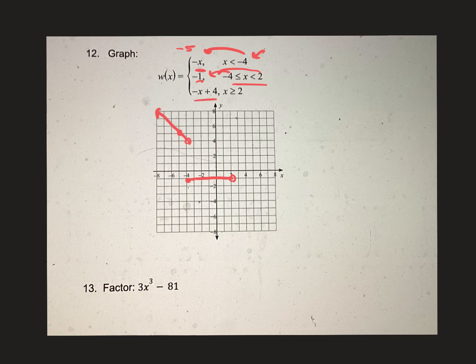The last one is also a line. So I'm going to take 2, plug it in there. If I plug it in, I get negative 2 plus 4, which is positive 2. That's a filled in circle. And because I'm going to the right, it says greater than 2, I'm going to plug in 3. If I plug in 3, I get negative 3 plus 4, which is positive 1. So I plugged in 2, I plugged in 3 and I got 1, which is right there. Connect the dots. And there's that line. Okay, so just 3 lines that time. Watch out for parabola just in case.